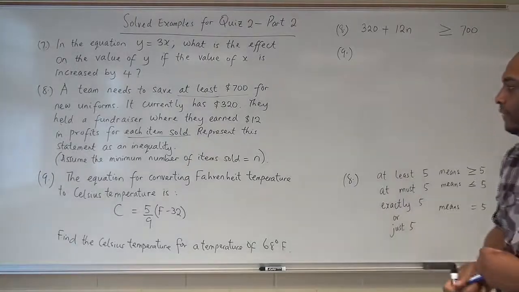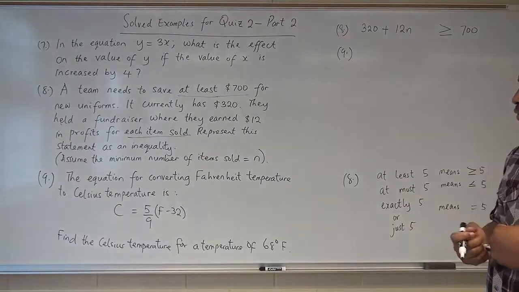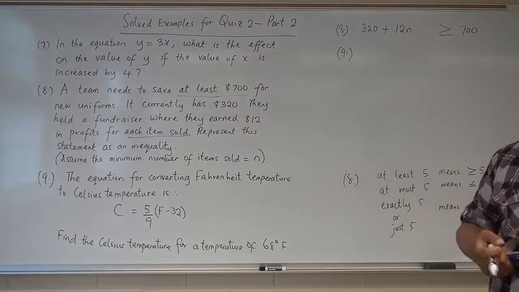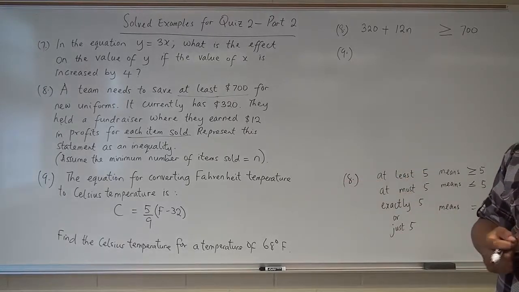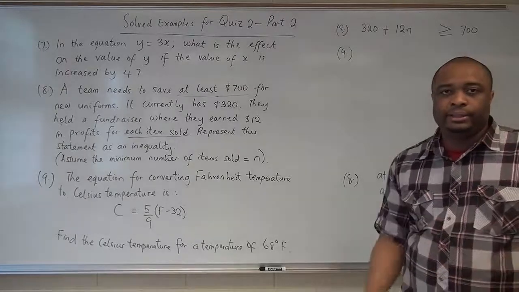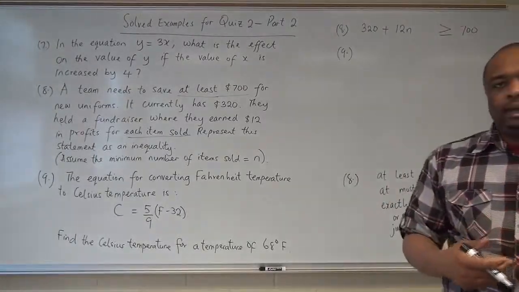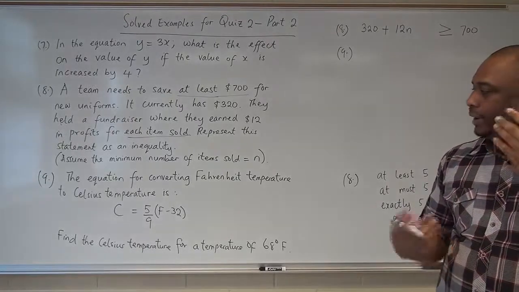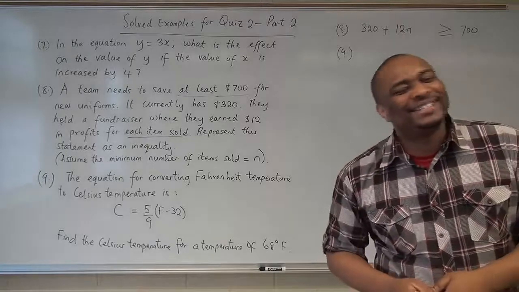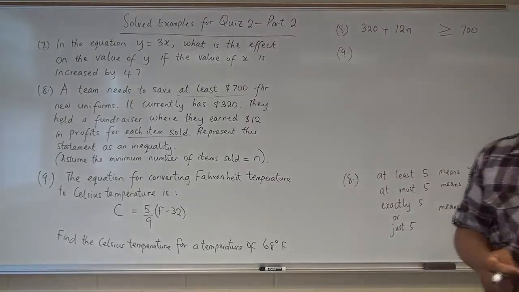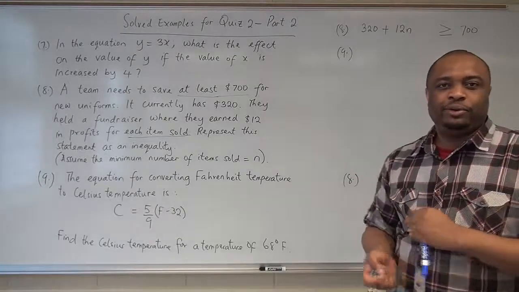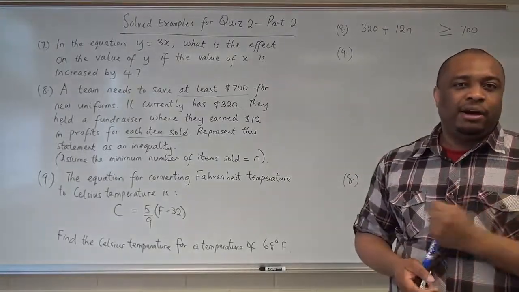Number 9: the equation for converting Fahrenheit temperature to Celsius temperature is that equation right there. Find the Celsius temperature for a temperature of 68 degrees Fahrenheit. So temperature could be in Celsius, it could be in Fahrenheit, it could be in Kelvin. We also have Kelvin temperatures. If you do chemistry, you talk about Kelvin temperature when you talk of Charles's law.